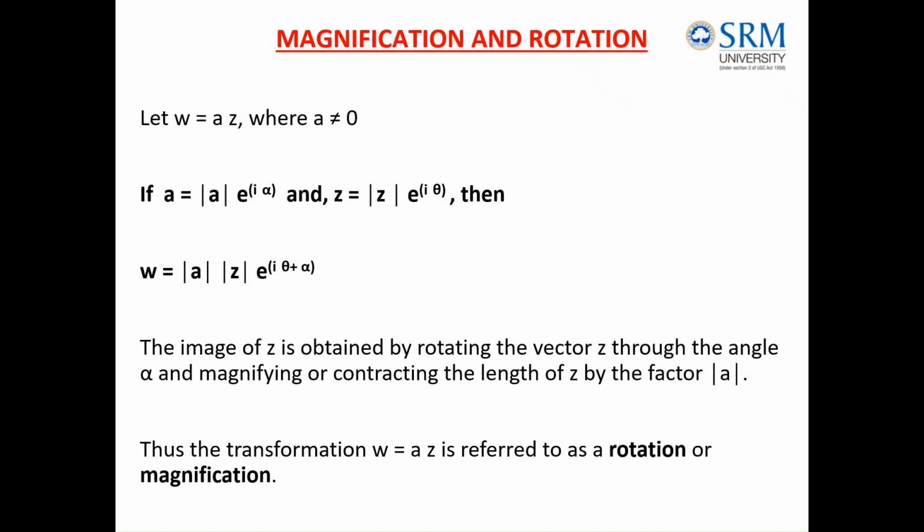Next we are going to see magnification and rotation. So the transformation W equal to AZ will give you magnification or rotation according to what is the value of A. So if A is real, you will get a magnified image. If A is imaginary, you will be getting it as rotation. If A is both real and complex together, it will give you rotated and magnified image.